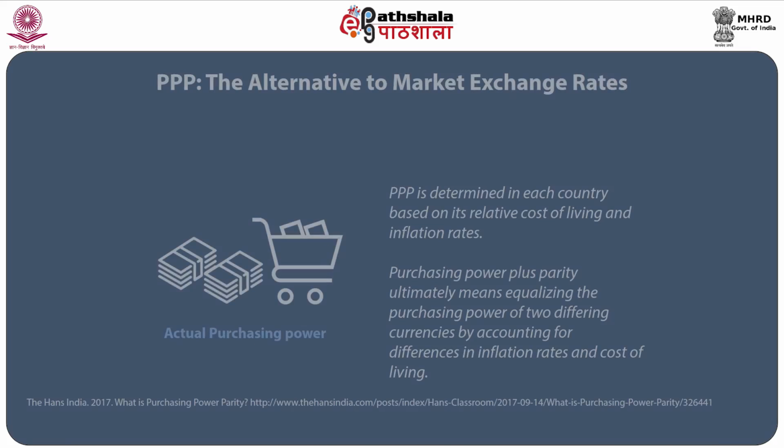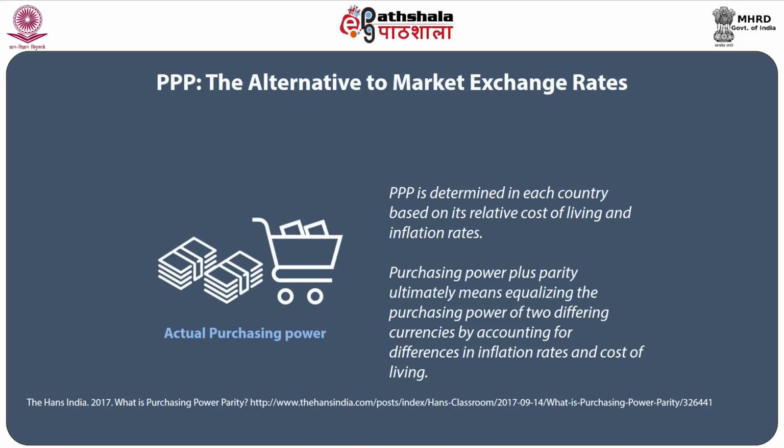Using PPPs is the alternative to using market exchange rates. The actual purchasing power of any currency is the quantity of that currency needed to buy a specified unit of a good or a basket of common goods and services. PPP is determined in each country based on its relative cost of living and inflation rates. Purchasing power parity ultimately means equalizing the purchasing power of two different currencies by accounting for differences in inflation rates and cost of living.